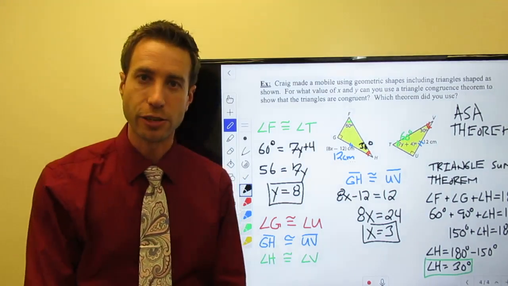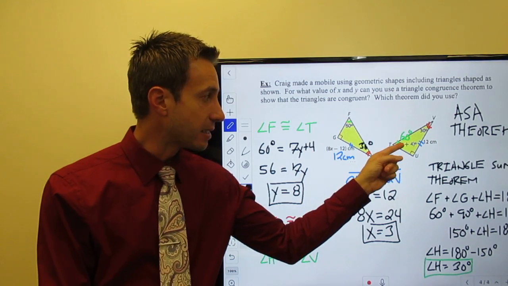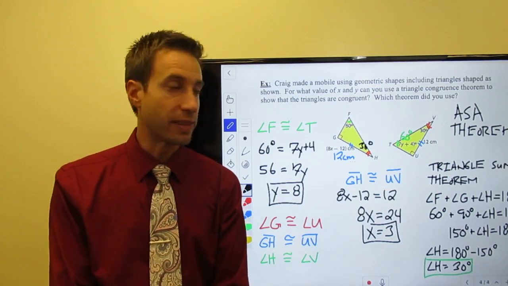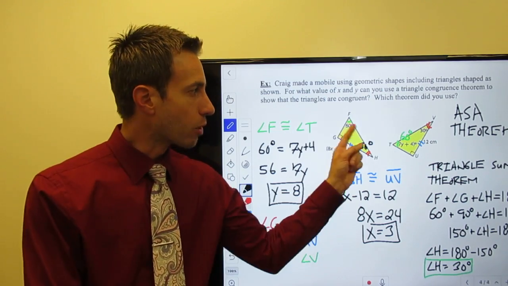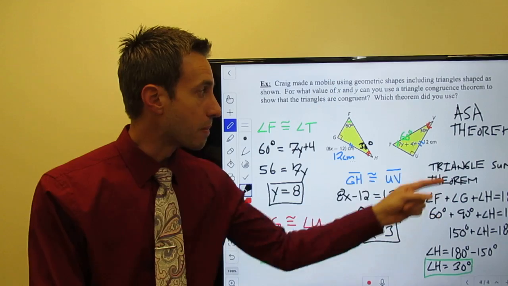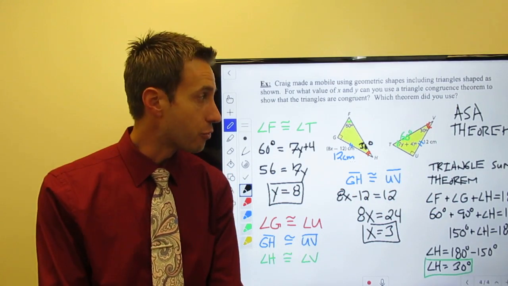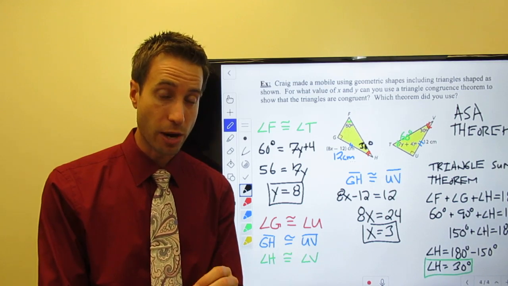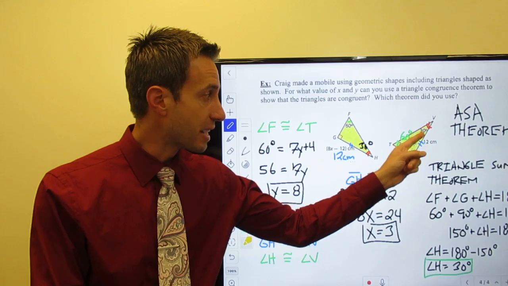Now, you're probably asking yourself, hang on a second, why did I even need to find y in order to prove that these triangles are congruent? Well, again, here's the reason why. In order for these two triangles to be congruent, remember, all of the interior angles must sum to 180 degrees. They must sum to 180 degrees, which means 60, 30, and 90, right?